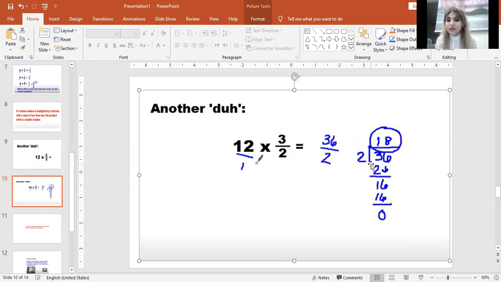Let's solve it. 36 divided by 2. 3 divided by 2 is 1. 1 multiplied by 2 is 2. 6 will come down. 16 divided by 2 is 8. Then we will do 16 minus 16 will be 0.